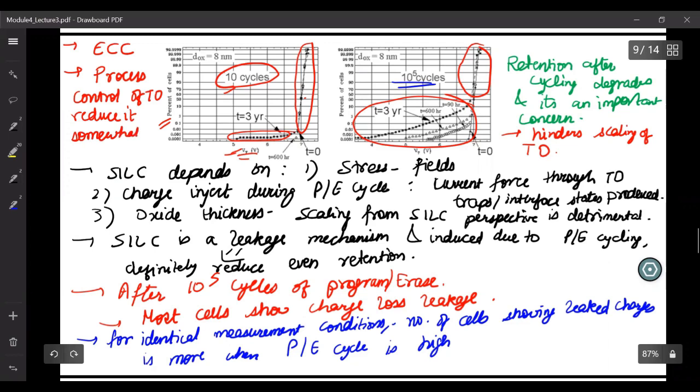You can just improve the quality of the oxide, but still these mechanisms such as CS, CHE or FN will definitely stress it. And however high quality insulator you make, the moment you start forcing current through it, its quality will degrade with time. Its quality will degrade with program erase cycles, and it will definitely lead to SILC, and retention after cycling will definitely be a problem. So this kind of finishes the discussion about the reliability of flash memories.